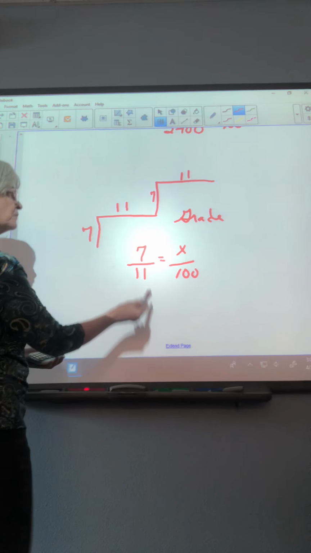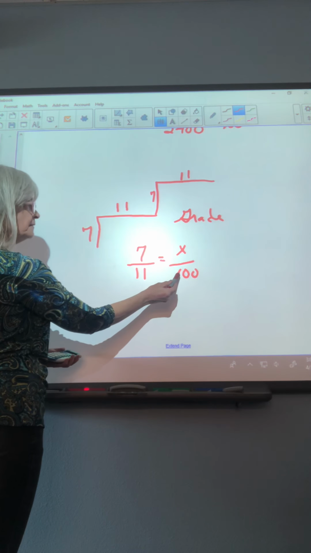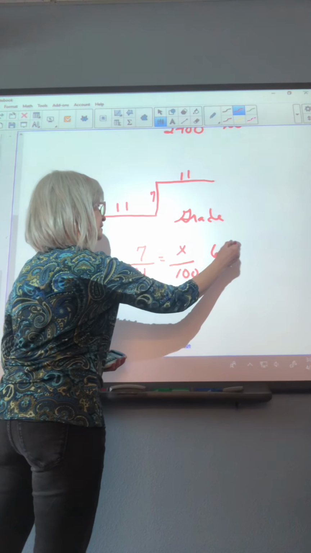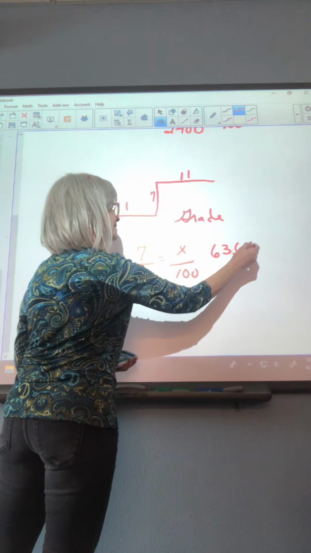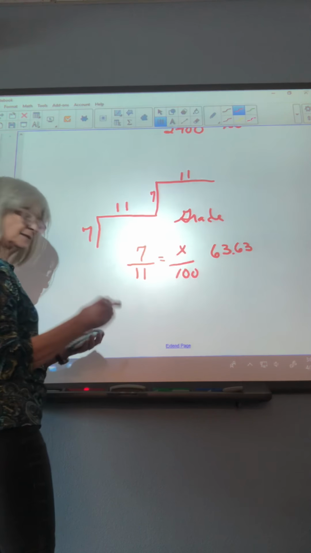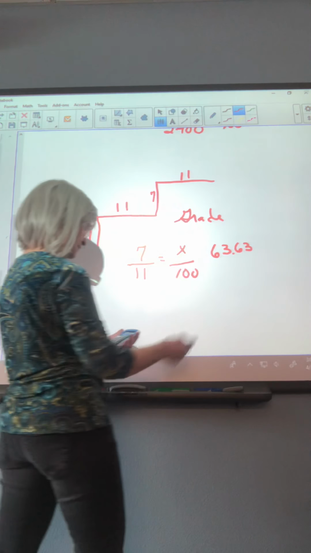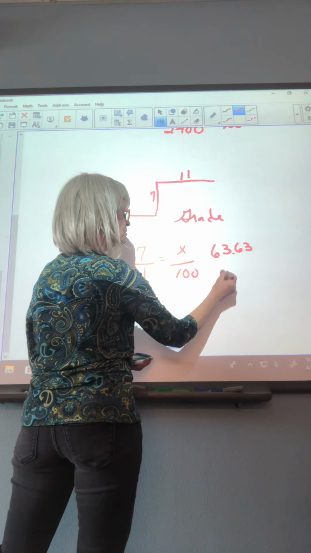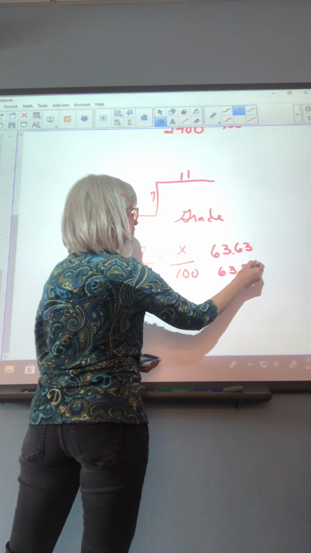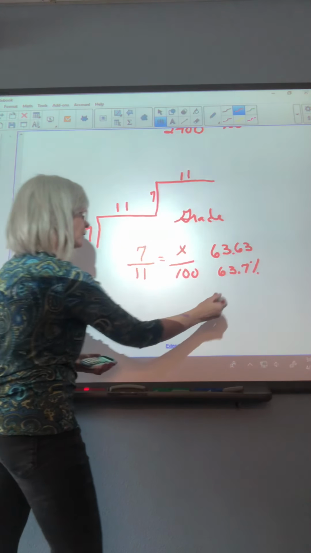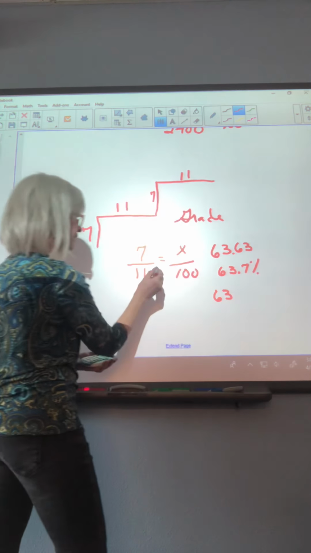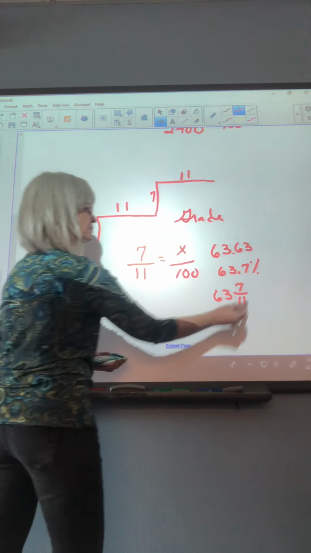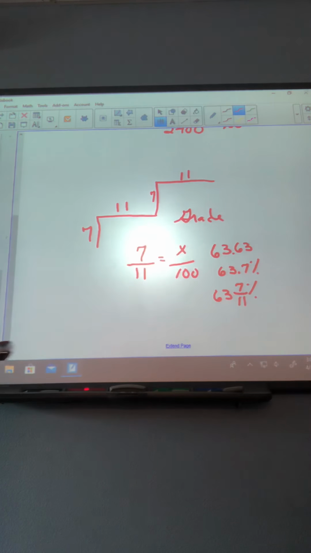Okay, so hopefully you remembered that you're going to multiply 7 by 100 and then divide by 11. And when you do that, you get 63.63 repeating, and it just repeats 63, 63, 63 over and over. So we could round this to 63.7%, or we could say 63 and just use that fraction 7 over 11%. So either of those would be a correct percentage.